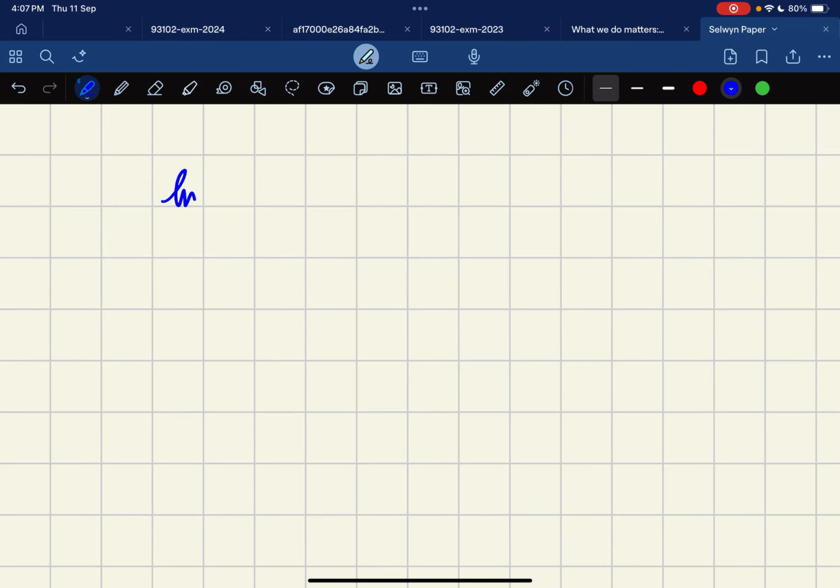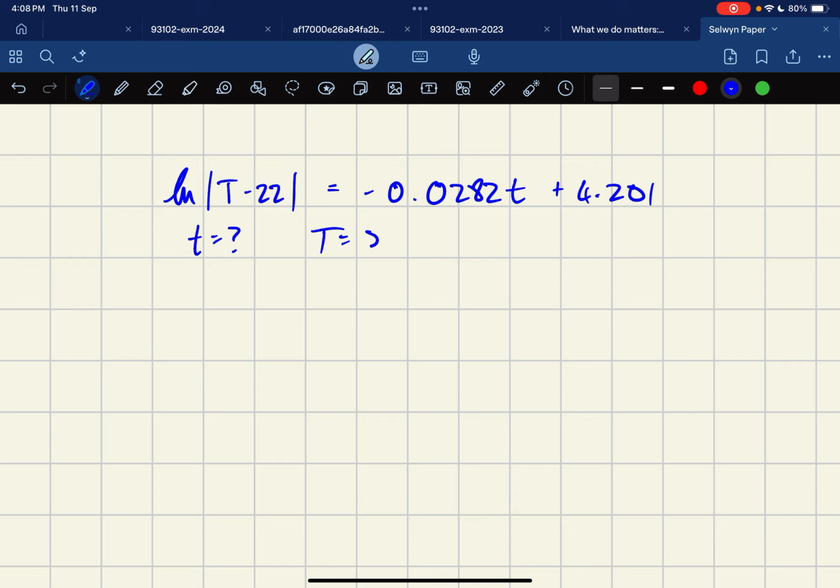Now that I've got this, I'm going to go to the next page. So my general equation is now ln of T minus 22 is equal to negative 0.0282 t plus 4.201. And we're interested in what time occurs when the temperature equals 50 degrees Celsius. So ln of 50 minus 22 equals negative 0.0282 t plus 4.201.